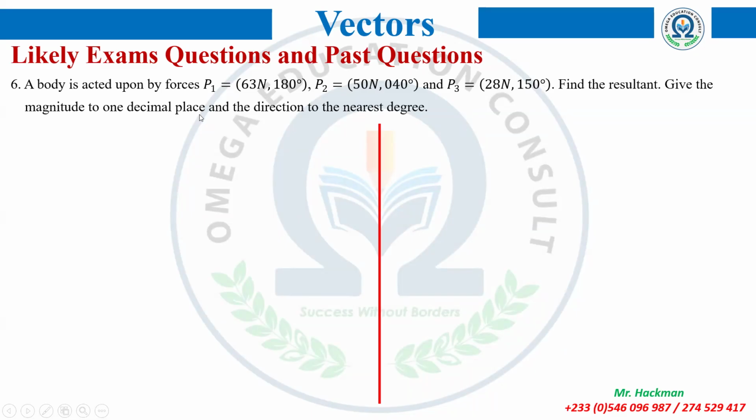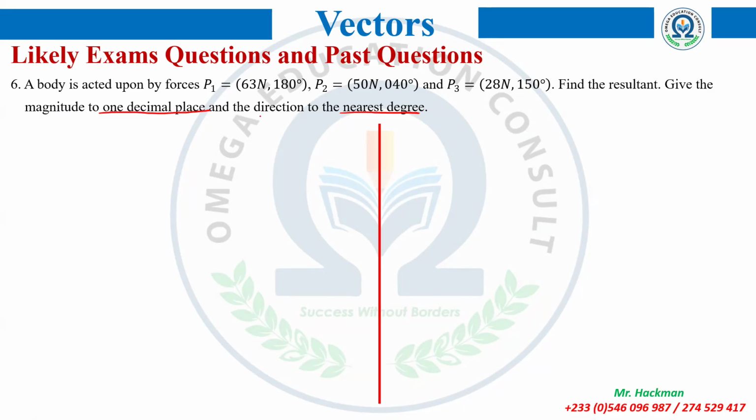So you remember, as you read a question, you underline the salient parts. There is a required approximation, 1 decimal place, and that will be the magnitude. And the direction we need to take to the nearest degree. We underline that there is a required approximation. The question is 2 in 1. First of all, we need to find the resultant. Then you will need the magnitude as well as the direction.